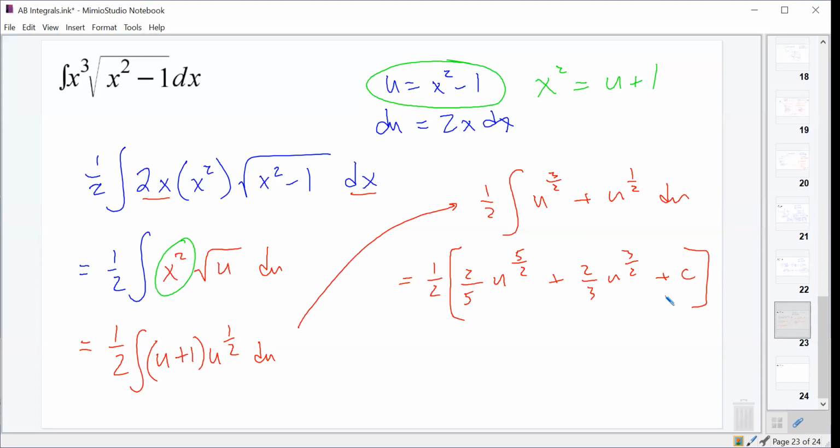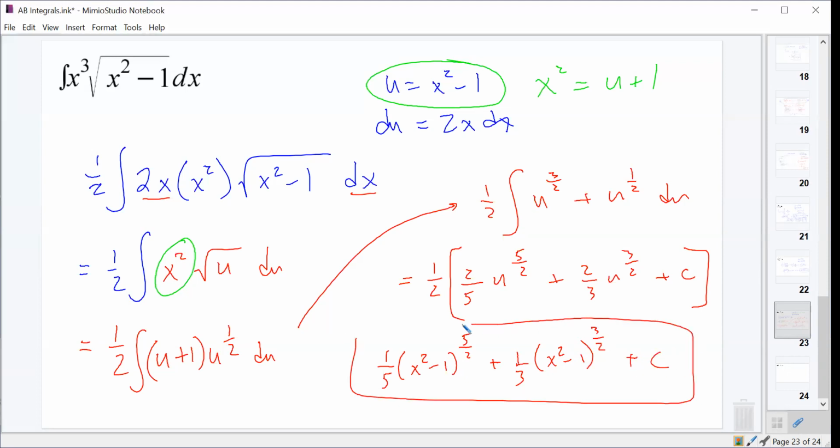Okay, and then we're going to do two things here as we write our final answer. One is we're going to distribute the 1/2 through. So half of 2/5 is just 1/5. And then we'll replace the u with x squared minus 1. So we got 1/5 of (x squared minus 1) to the 5/2 plus 1/3 of (x squared minus 1) to the 3/2 plus a constant. Good or no?